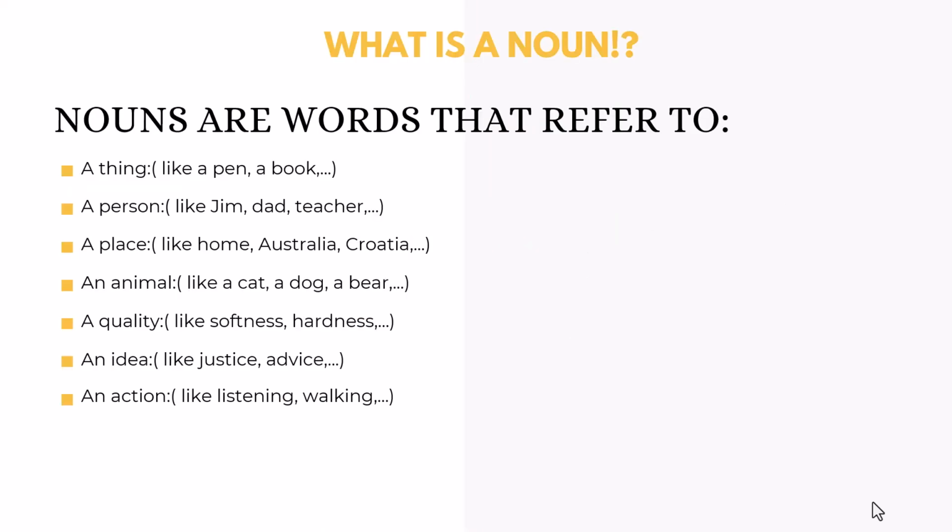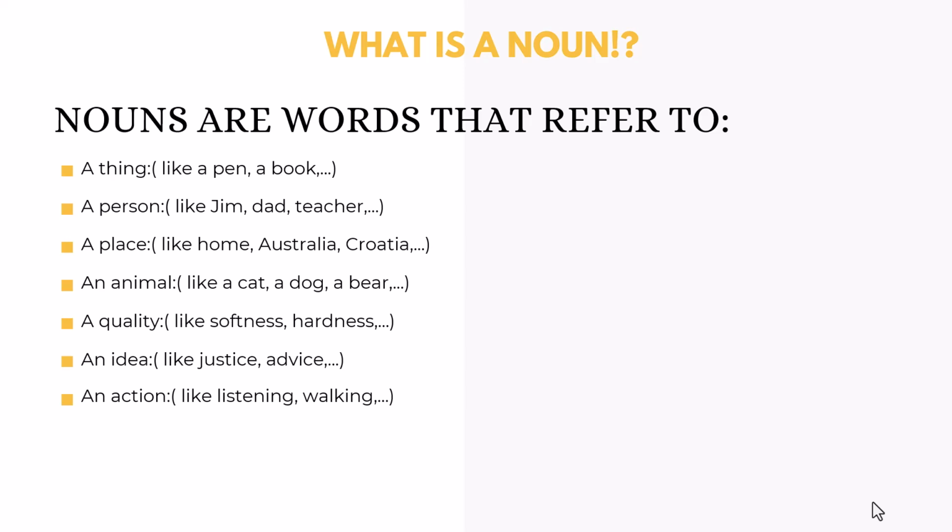First, what is a noun? So nouns are words that refer to a thing. Like what? Like a pen, a book, a computer, a door, a window, right? These are all some things, yes?